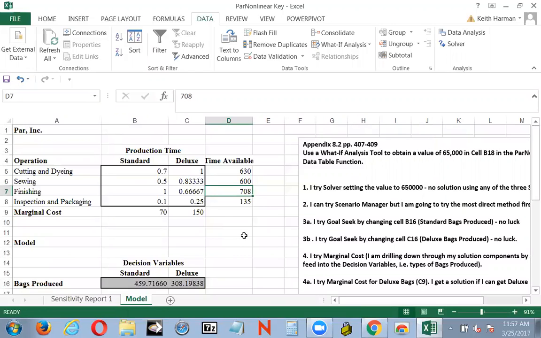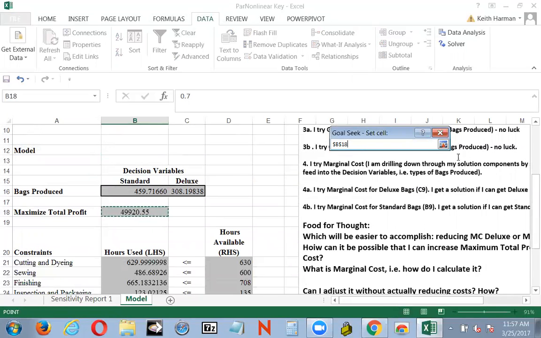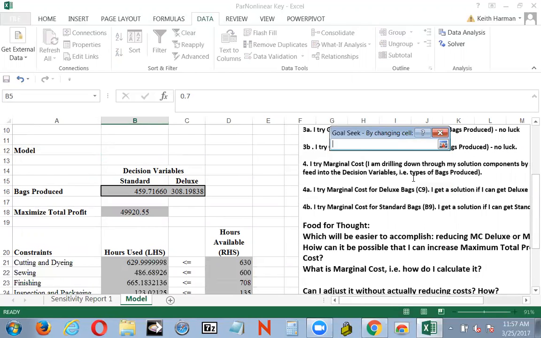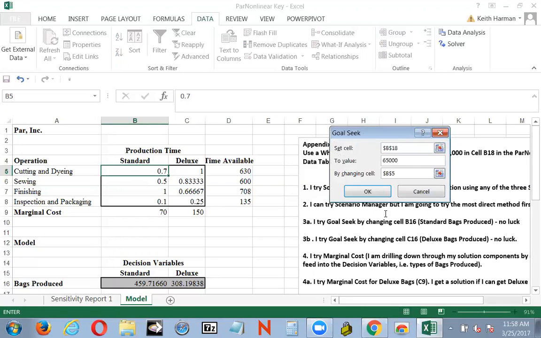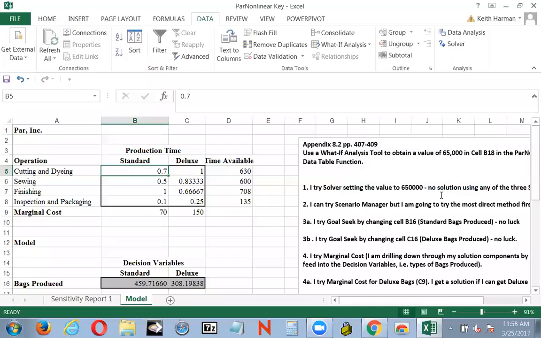So we could drill down over here also. Let's look at the cutting and dyeing. Now let's try goal seek. I'll set that B18 to 65,000 by changing the cell B5, which is the production time spent on cutting and dyeing. Let's see what we get. Again, we're getting these nonsensical figures.